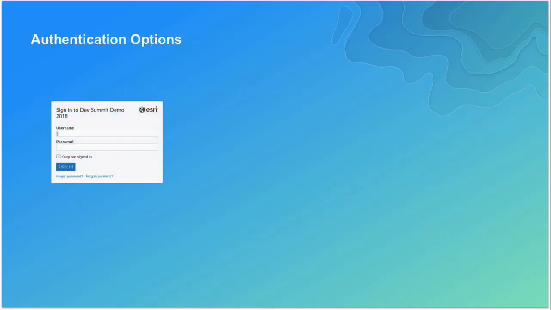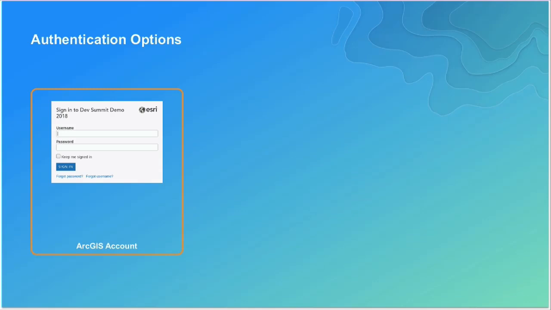Now let's switch to authentication. For ArcGIS Online, there are 3 ways that users can authenticate. One is your standard username and password. We call this an ArcGIS Online account. Users can create these anytime.